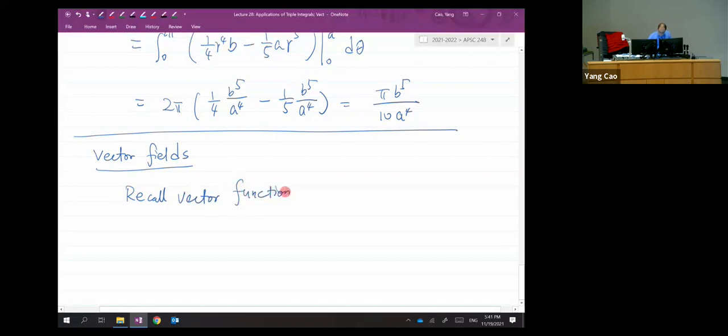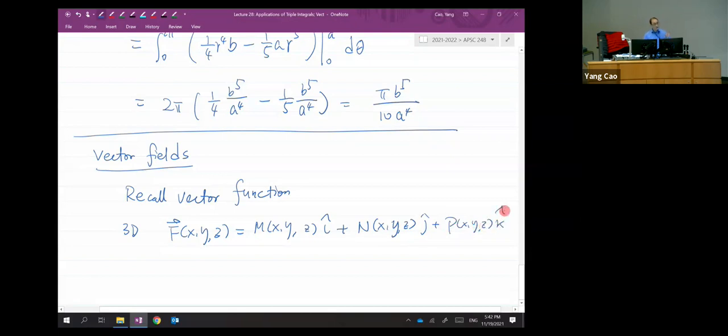It's actually not new because we have learned vector functions. So for example, in 3D, I can construct a function. I call it a vector function. And it's a function and it has 3 components. And each component is a function of x, y, z, a scalar function: M, N and P.